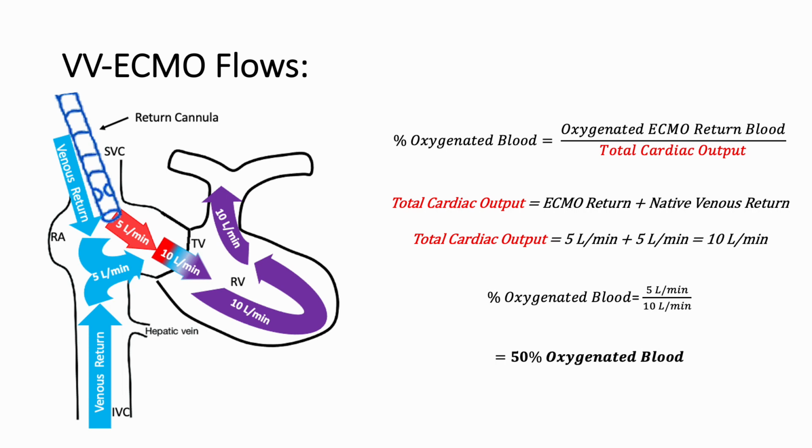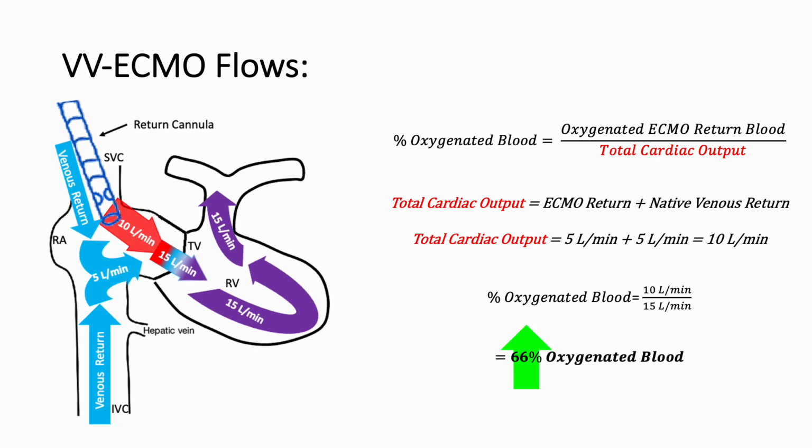In this example, if the native venous return totals 5 liters and the ECMO return contributes an additional 5 liters of oxygenated blood, then the total cardiac output for the patient will be 10 liters. Important to note is the fact that the oxygenated blood is effectively diluted by the deoxygenated native venous return blood. By using this formula you can see here, we can work out that the blood mixture in this case will be comprised of only 50% oxygenated blood, which hopefully makes sense.